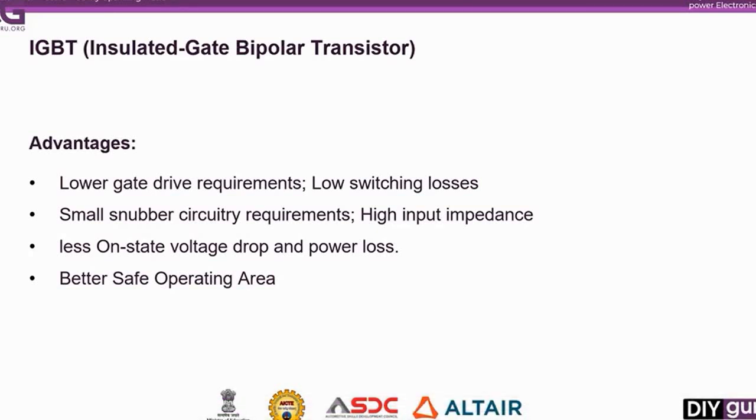The advantages are quite many compared to the power MOSFETs and power BJTs. The advantages are it has a lower gate drive requirement, low switching losses, a small snubber circuitry requirement, and a high input impedance. The temperature coefficient of on-state resistance is positive, and when we compare it to a power MOSFET it is less, and hence it will have a low on-state voltage drop and power loss. It has a better safe operating area compared to the other class of devices.